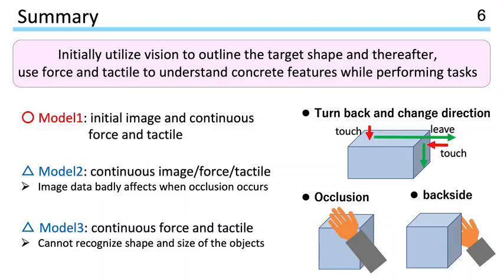In summary, the best performing DNN model is Model 1. We conclude that the effective approach to object shape-oriented manipulation is to initially utilize vision to outline the target shape, and thereafter to use force and tactile to understand concrete features while performing tasks.